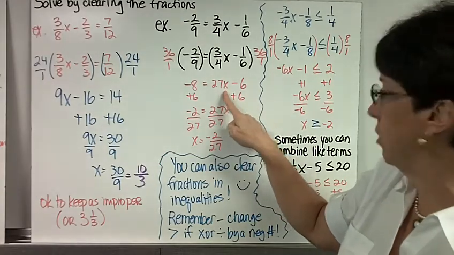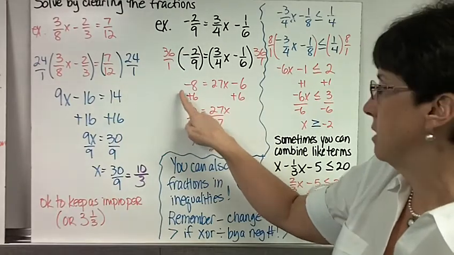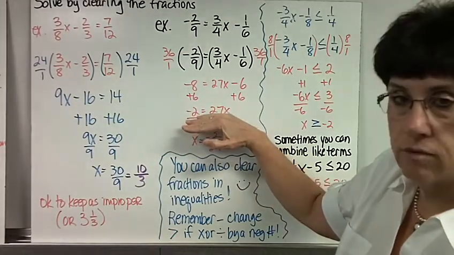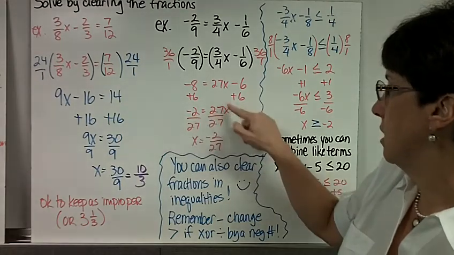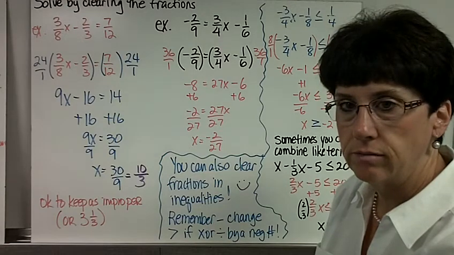We need to isolate our variable, so I'll do the inverse operation. Add 6 to both sides. Negative 8 plus 6 is negative 2, so my problem is negative 2 equals 27x. Divide both sides by 27. x equals negative 2 over 27. That's it.